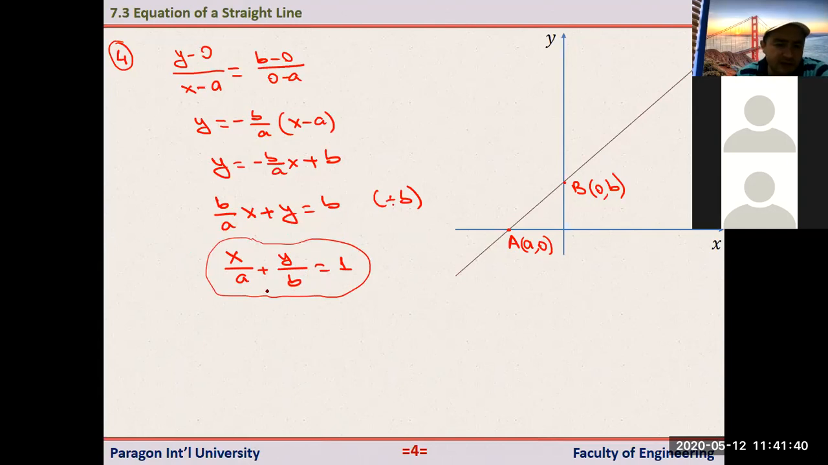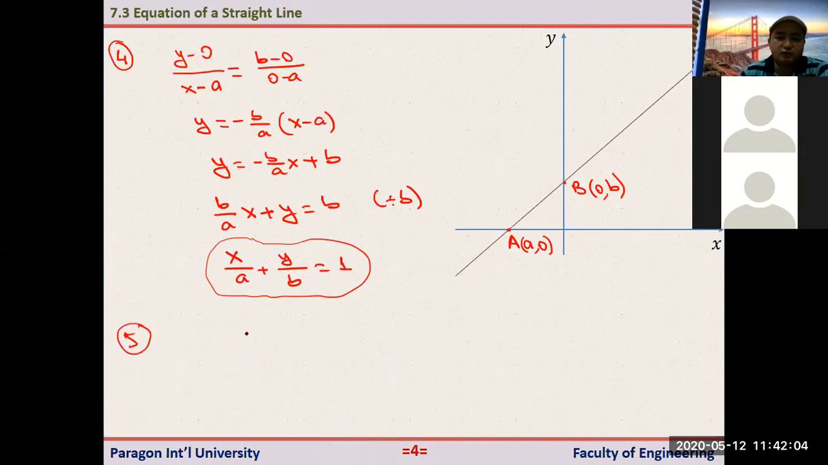As you see here, if it is given in this form, I can immediately read that this line is crossing the x-axis at point A and crossing the y-axis at B. If it is in this form, make sure that the right side is 1. Okay, these are some different forms of the equation of a straight line.